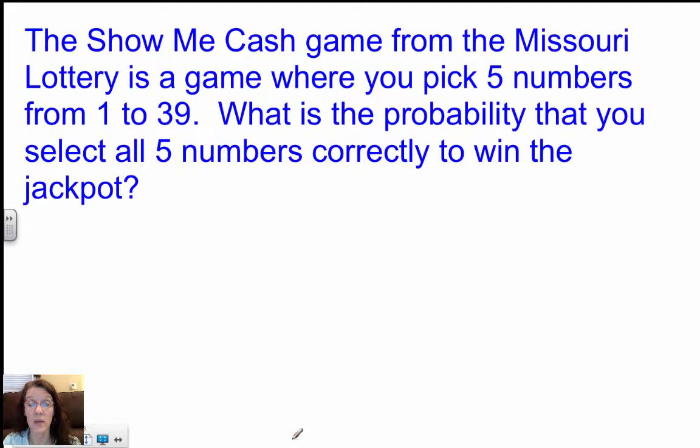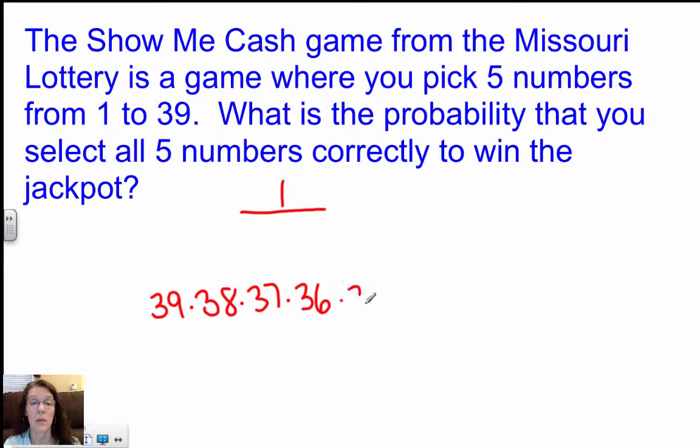Let's do this one together and then I'll have you pause one. What's the chance that you win? There's only one winning ticket to have all 5, but we need to know the odds that we pick the correct one. We could look at this as 39 times 38 times 37 times 36 times 35. 1, 2, 3, 4, 5, there's my 5 numbers. That would be what's in the denominator.